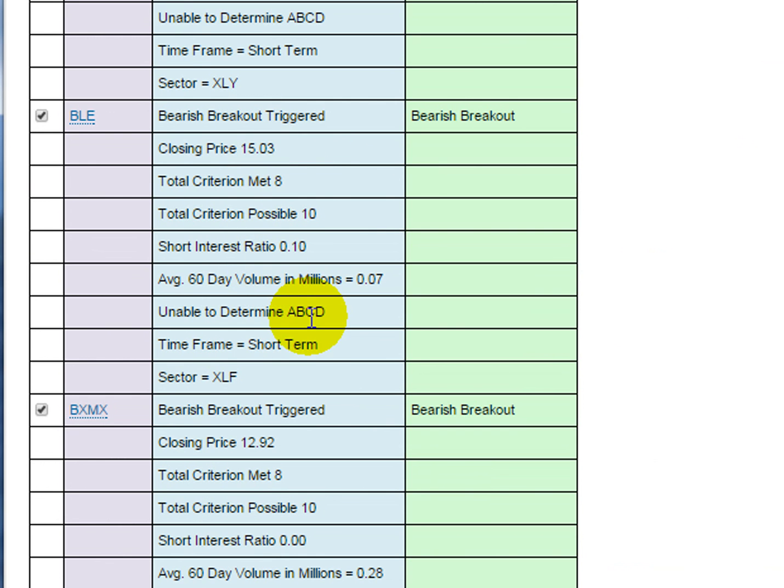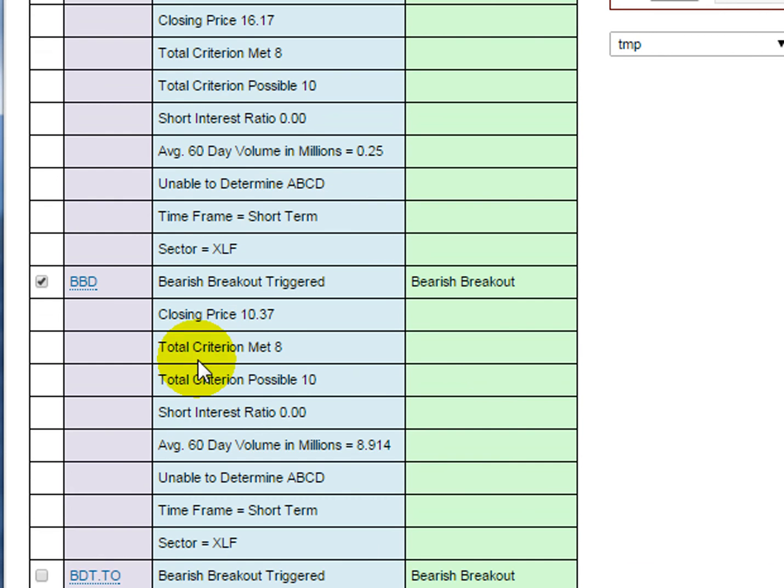What are the signals that are generated currently? They're these. We do add more over time, but it essentially tells you how many criteria were met, what were the possible criteria that could be met, what's the short interest ratio, the 60-day volume, average volume. If we can determine an ABCD, it's determined what time frame it's on, what sector it's in. Those things all pop up.